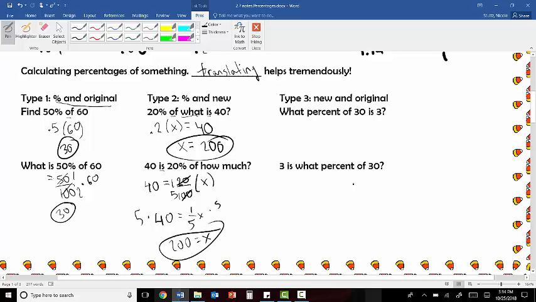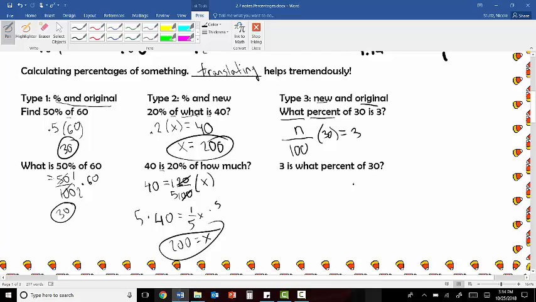And then type 3, they'll give you the new price and the original, and they'll actually ask for the percentage, and you want to be careful with these ones. It first starts out by asking what percent. You have to remember, for what, we're going to use n. Percent literally means out of 100. So n out of 100 of 30 is, meaning equals, 3.